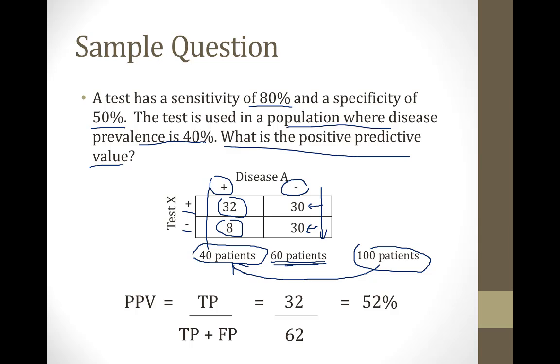Once we have all the numbers filled in, we can go ahead and calculate the positive predictive value just using that equation. And remember, the positive predictive value is everything in the top row with the trues on top. So the true positives go on top, that's 32, divided by the true positives plus the false positives, which adds up to 62. And that gives us a positive predictive value of 52%.